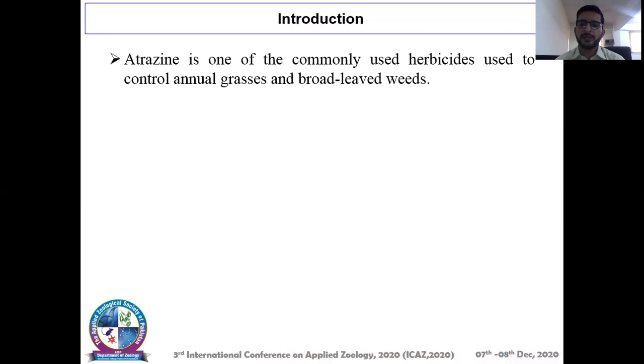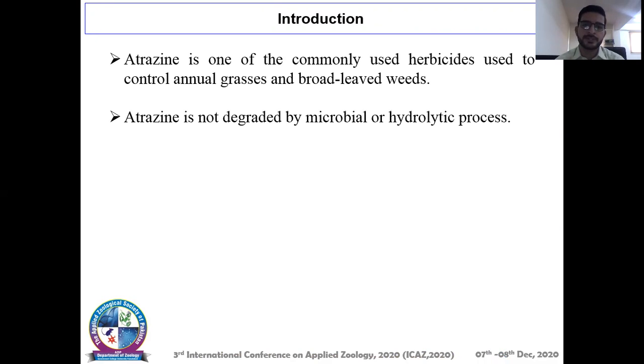Introduction. We are familiar that Pakistan is an agricultural country where different herbicides and pesticides are used for the control of herbs and pests. Atrazine is one of the commonly used herbicides for the control of annual grasses and broad-leaved weeds. Atrazine is not degraded by microbial or hydrolytic processes.